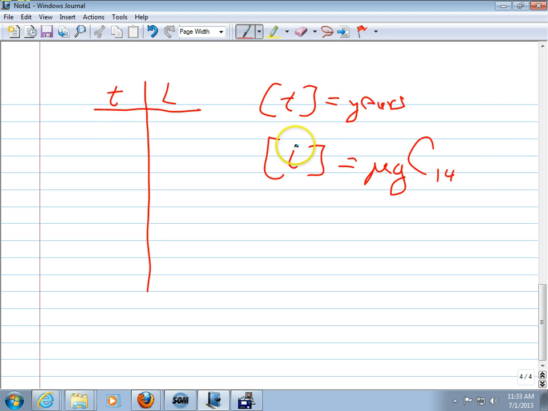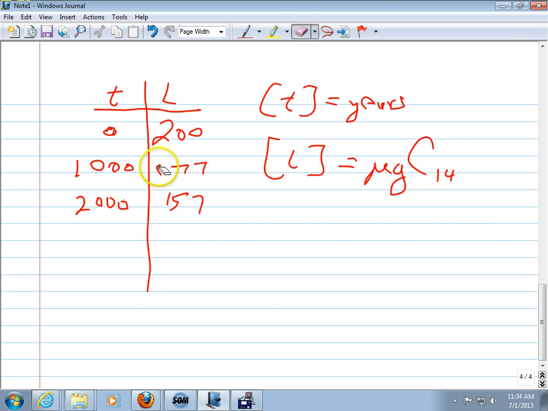So let's say initially T equals 0. Come on, give me a pen. T equals 0. We start off with 200 micrograms of carbon-14. 1,000 years later, we only have 177 because it's decaying. Sorry, this tablet's getting stuck, so it's not writing what I want. After 2,000 years, I have 157.